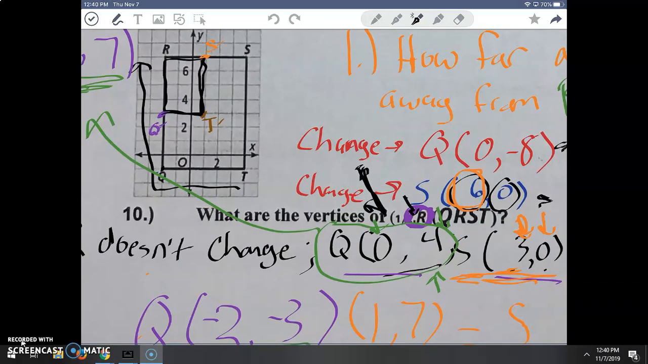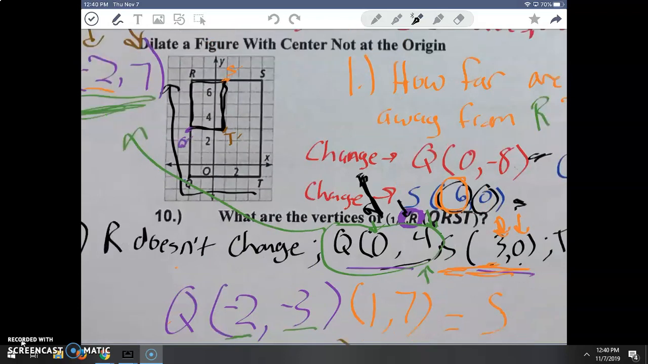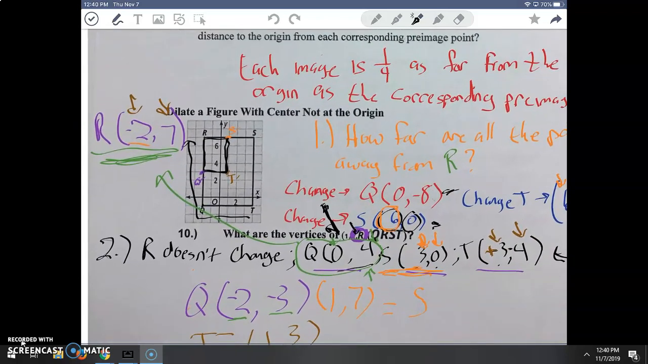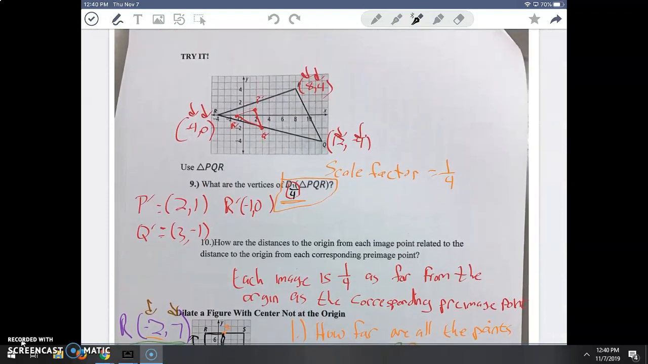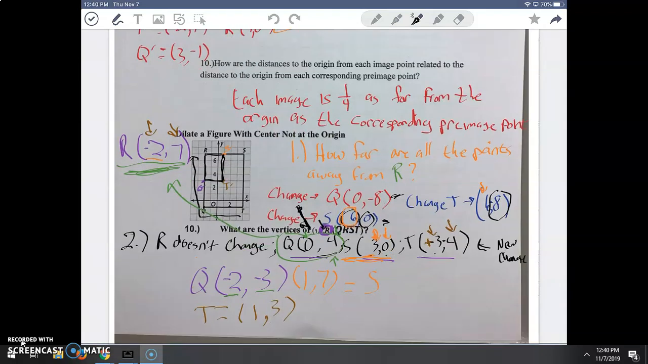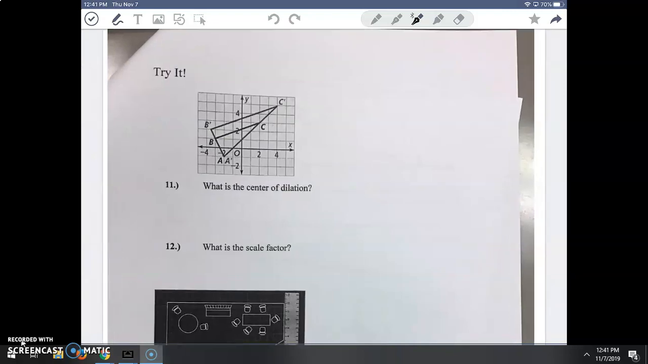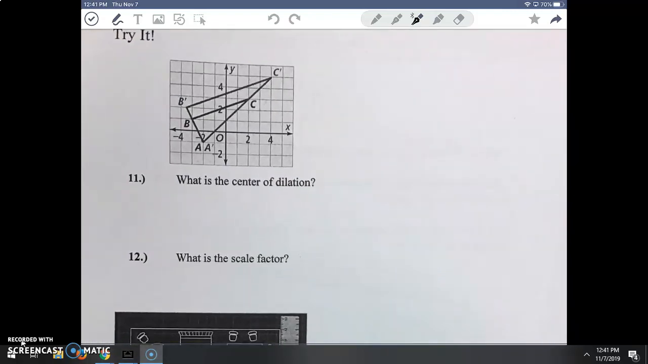Okay, this is the confusing one. This is the one that's going to take more time to learn how to do and more practice on. The one above, not that hard. This one, a little more difficult. Okay, you try it. First of all, what is the center of dilation?